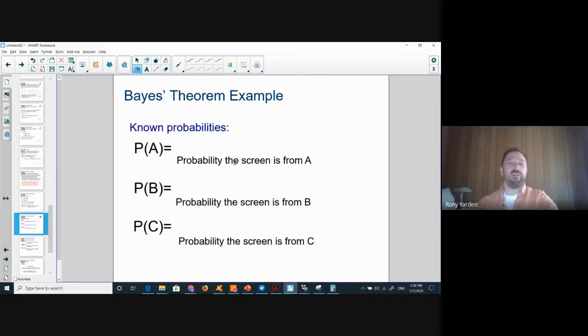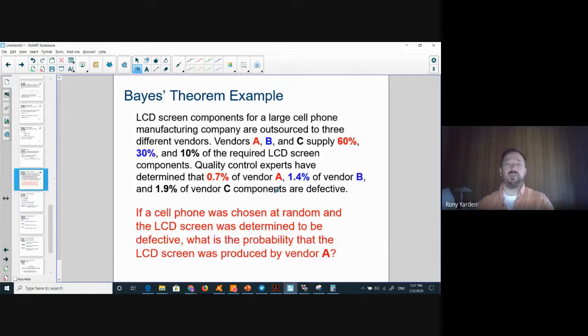What is the probability that the screen is from vendor A? Okay, this is simple. 60% are coming from A. This is going to be 0.6. Okay, that's the probability that it's coming from vendor A. And from vendor B, we have 0.3. And from vendor C, we have 0.1. And it's not percent, it's 10%. So going back to the question, 60% from vendor A, 30% from vendor B, 10% from vendor C.